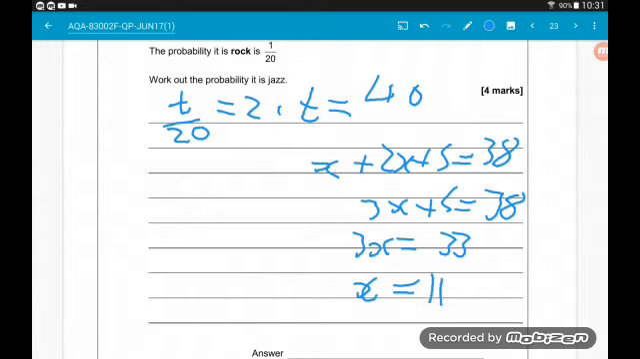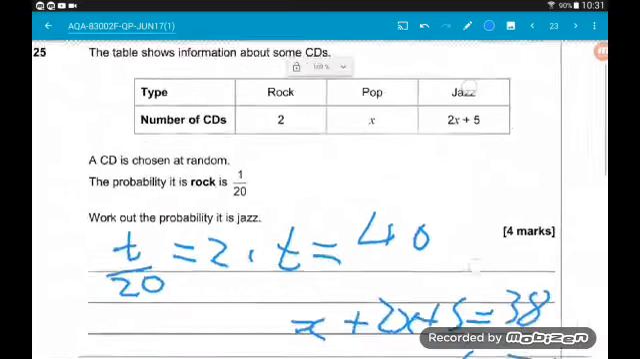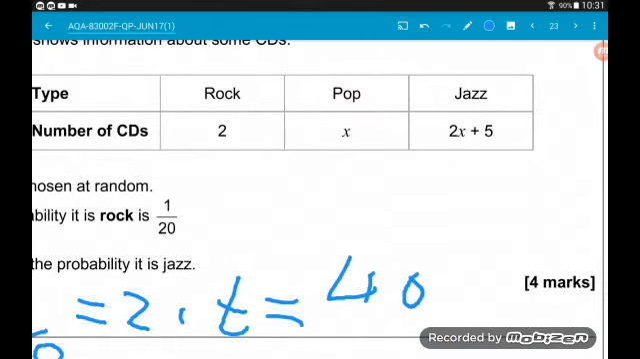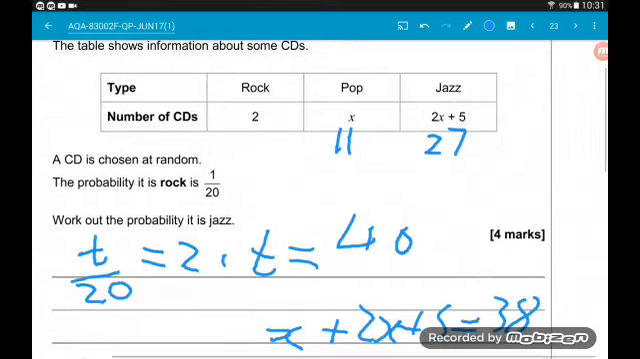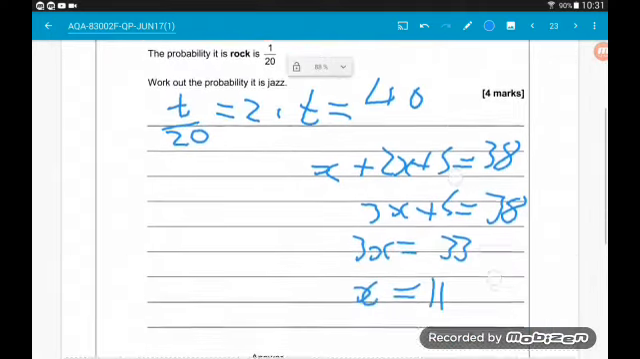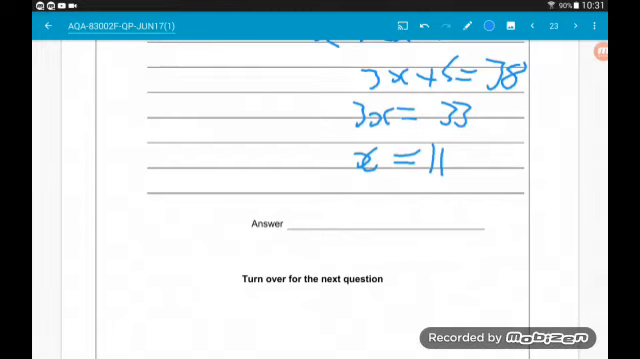So now that we know what x is, we can go back to our table and fill in how many CDs of pop and jazz we actually have. So we've got 11 pop, and then we've got 2 times 11 plus 5 jazz. 2 times 11 is 22, plus 5 is 27. So the question actually wanted, work out the probability it is jazz. Well, we've got 27 jazz CDs out of 40, so it's 27 40ths. Job's a good one.